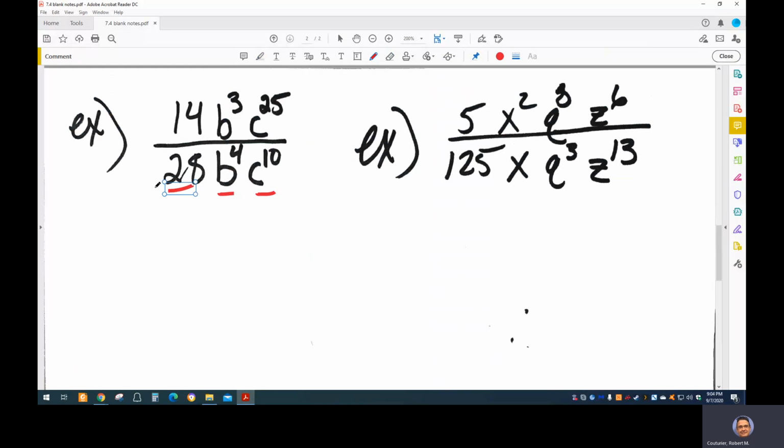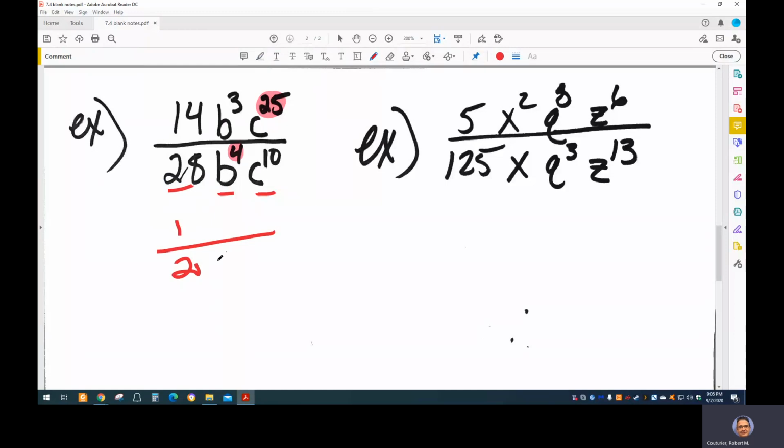Well, we have 14 divided by 28. Well, I know 14 goes into 14 once. And I know that 14 goes into 28 2 times. Yeah, twice. So we're going to have a 2 in the denominator. 1/2. Now, if we look at our variables, I can see that the b's are bigger in the denominator. C's are bigger in the numerator.